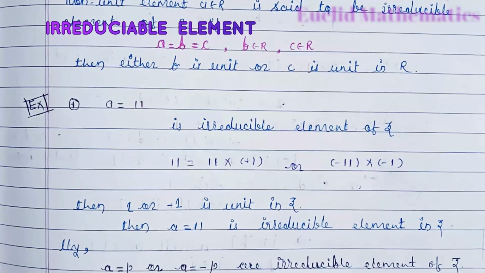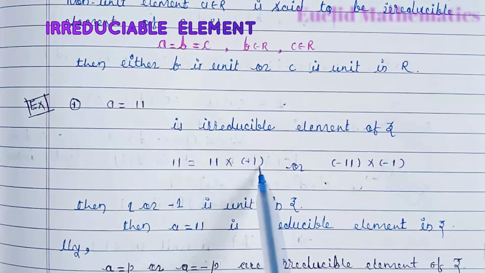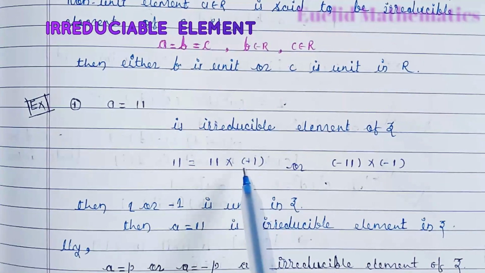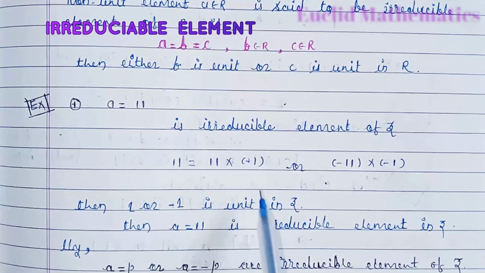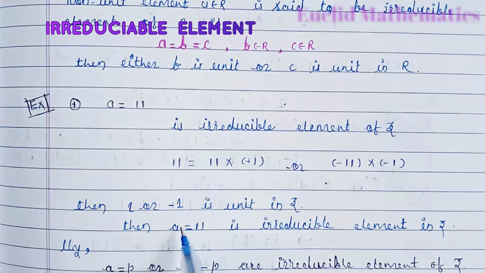That means I found here that of the elements 11 and minus 1, one of them is a unit. So we can see 1 and minus 1 are units in Z, because they have a multiplicative inverse in Z. So A, which is equal to 11, is an irreducible element in Z.